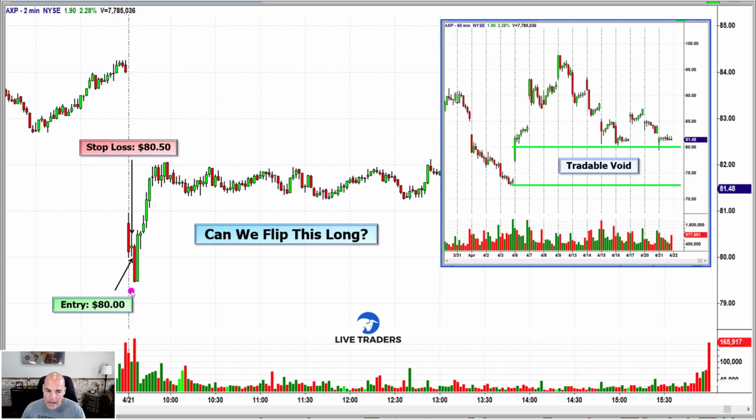What happens is this wide range red bar on huge volume gets completely engulfed by a wide range green bar, also on volume, not as big a volume. So when you think about this for a second, okay, think about it for a second. This stock did everything right for three bars, red bar, green bar, red bar, on volume.